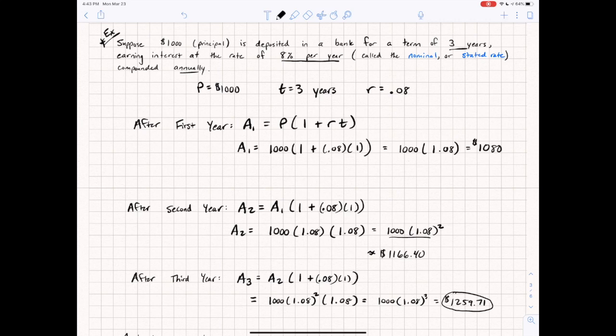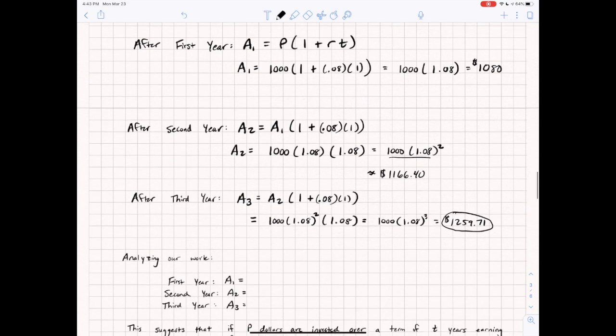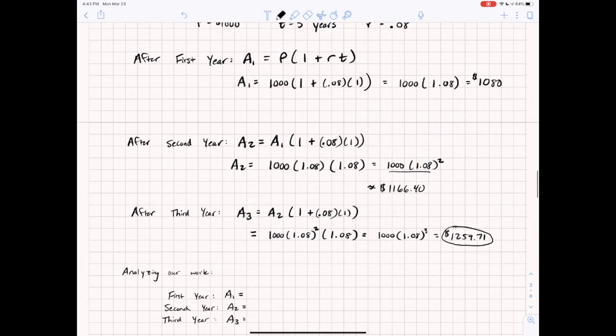So at the end of the third year, a deposit of $1,000 with an interest rate of 8% compounded annually, I would have roughly $1,260 accumulated in the account. All right, now this was going through and using a lot of the numbers. So let's go through and actually analyze what we have. I'm going to move this up a little bit so we can see it.